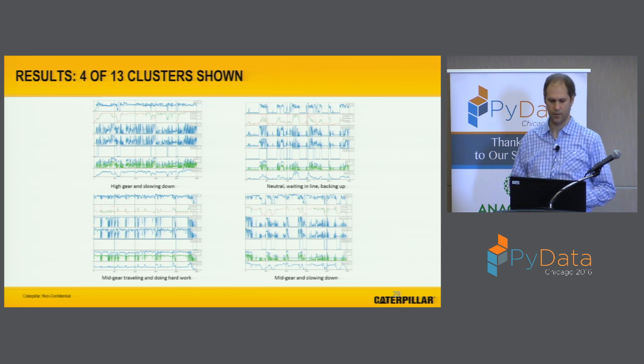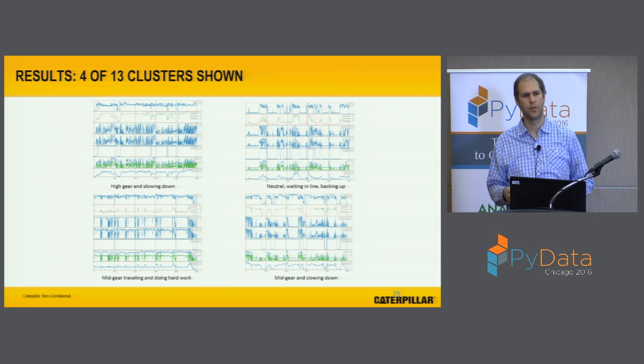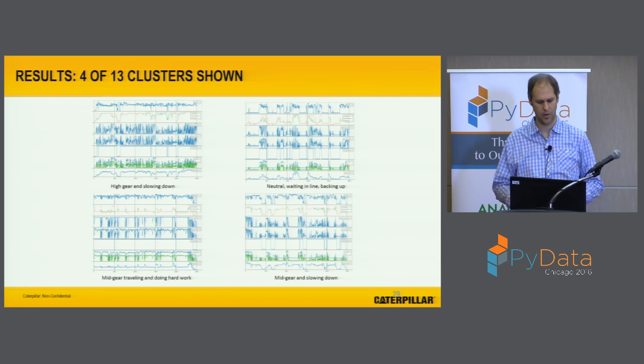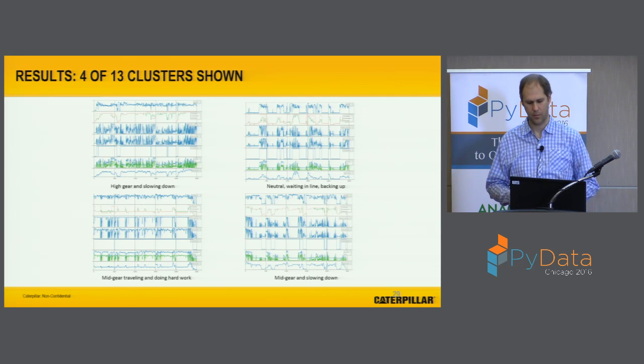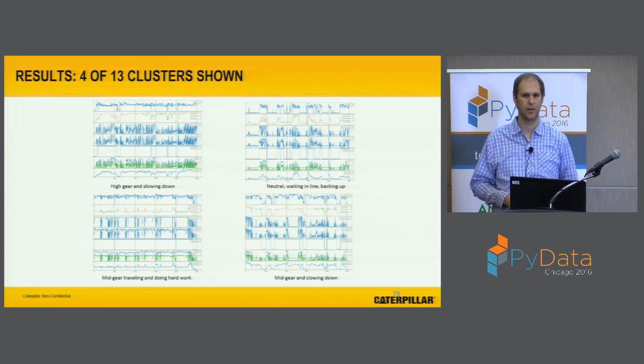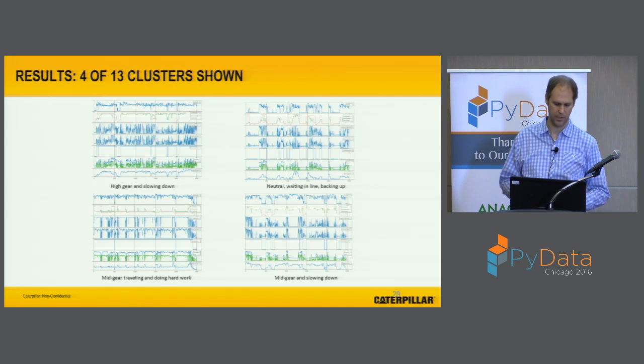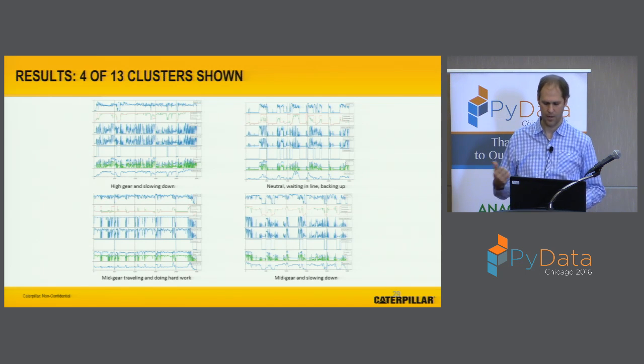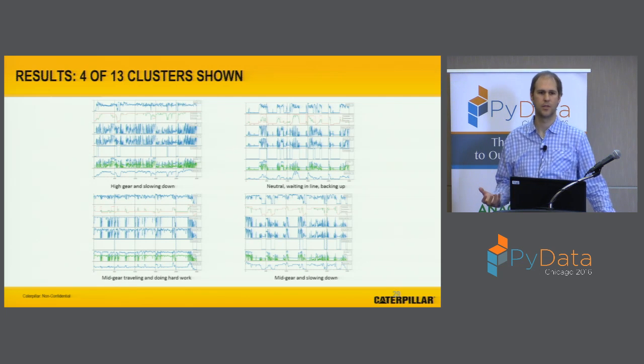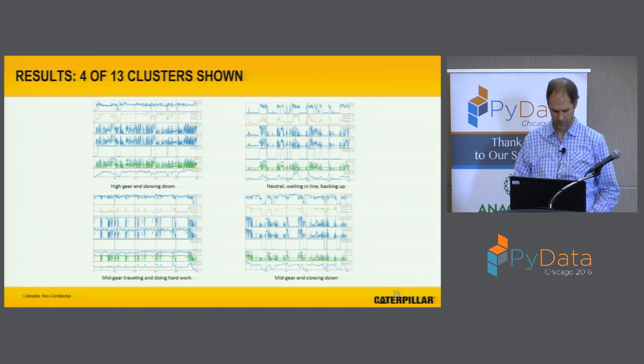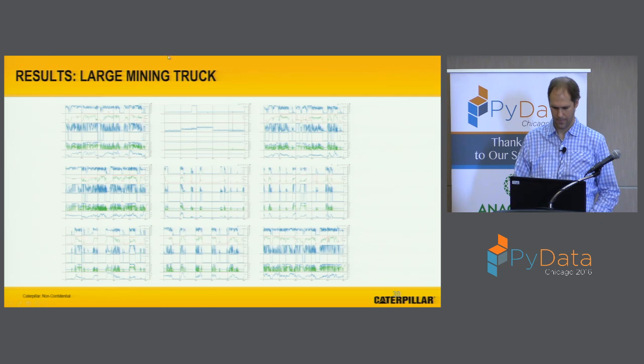So for these four, the domain expert reviewed the data and said, well, what I see here is a trend of top one is in high gear and slowing down. Top right is in neutral, it's waiting in a line, it's backing up. The bottom one is mid-gear traveling and doing hard work. And then the final one would be mid-gear and slowing down. So they confirmed that this indeed is finding patterns in the data, at least at a comprehensible level.